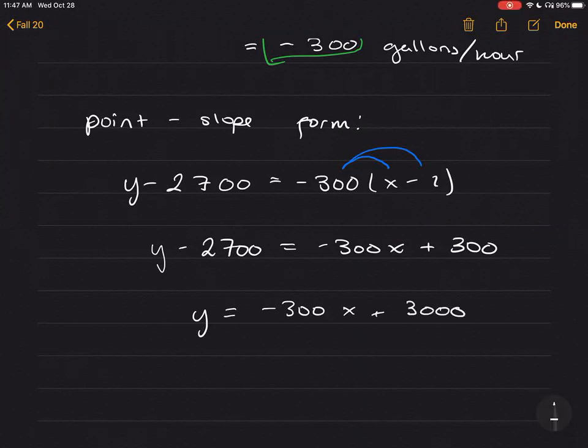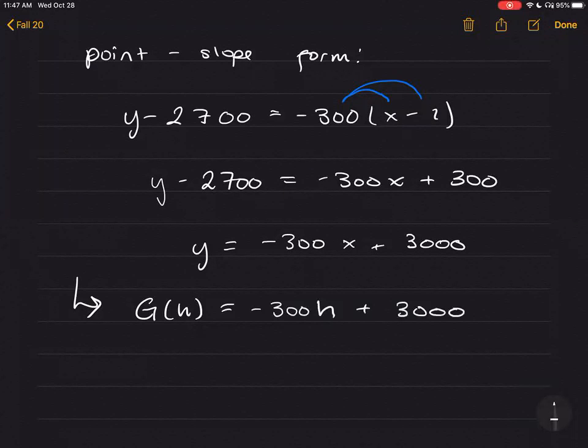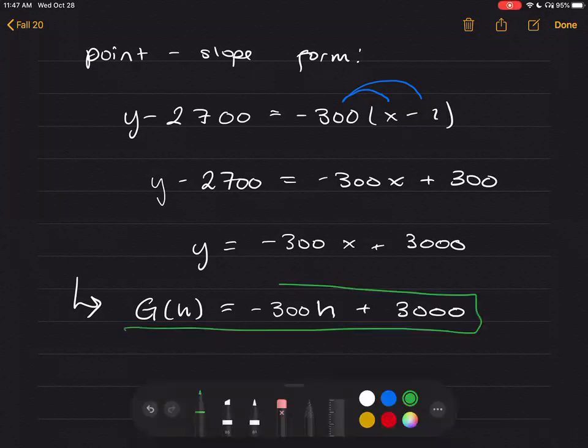Excellent. So now we've got a line in slope-intercept form, and now we can just go ahead and write down our linear function. So g of h is going to be negative 300h plus 3,000. All right. So there is our linear function.